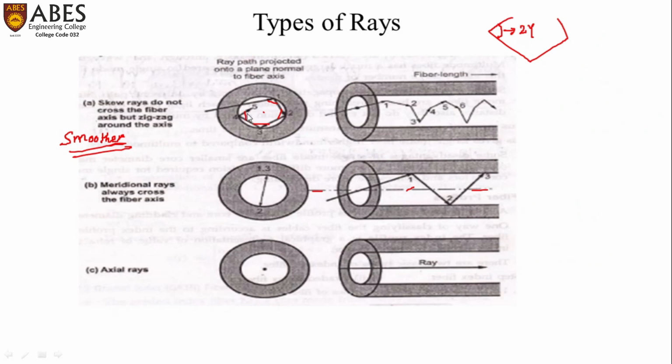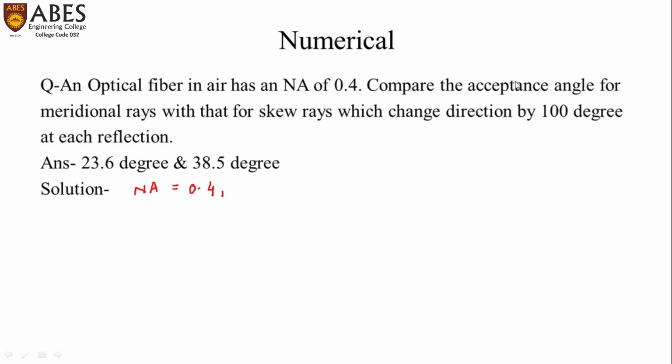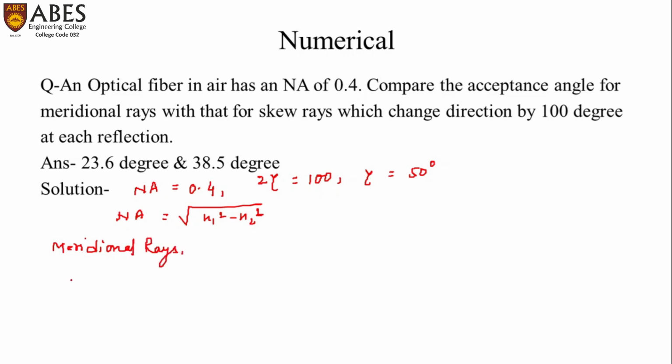So this angle is 100 degrees. That is, 2 gamma is given as 100 degrees, so gamma should be equal to 50 degrees. Now, since NA is equal to 0.4, and NA is given by under root n1 square minus n2 square. Now for meridional rays, the acceptance angle is equal to sine inverse of under root n1 square minus n2 square, which is equal to our NA.